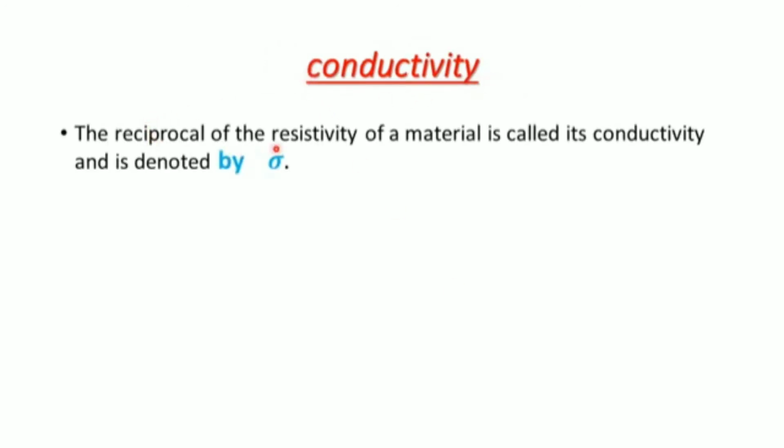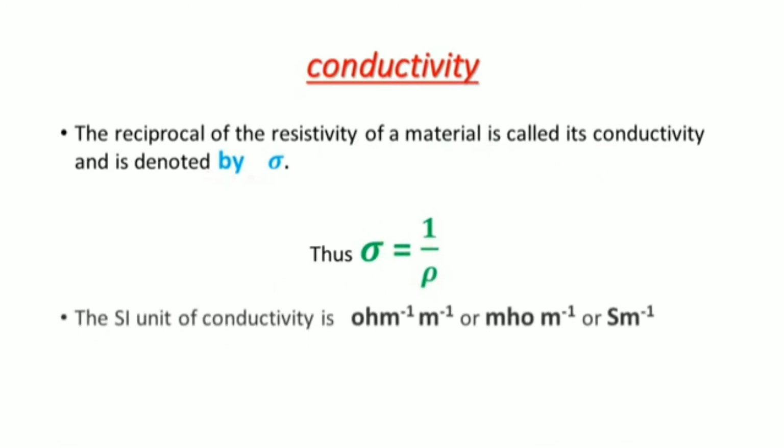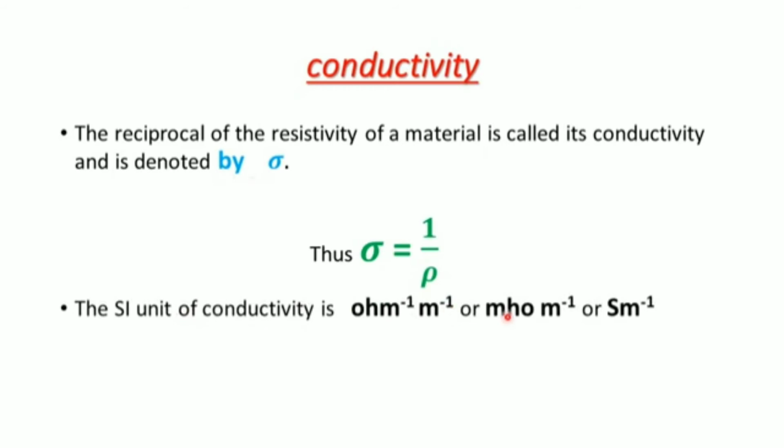Now conductivity. The reciprocal of resistivity is called conductivity. It is also denoted by a letter sigma. Sigma is used for surface charge density, but this is not surface charge density here. It is conductivity. So reciprocal of resistivity is called conductivity. Its SI unit is ohm inverse meter inverse or mho meter inverse or Siemens meter inverse. This is conductivity.